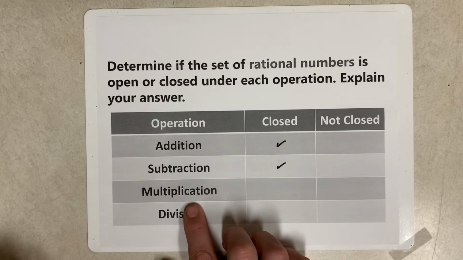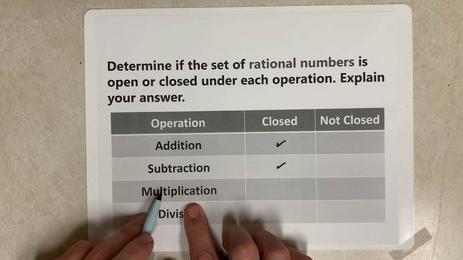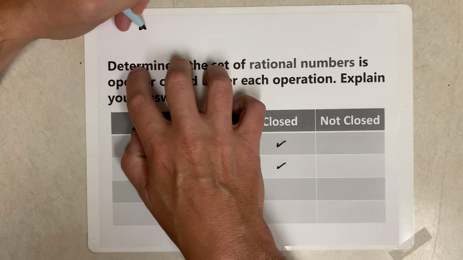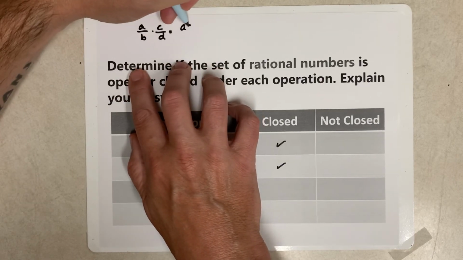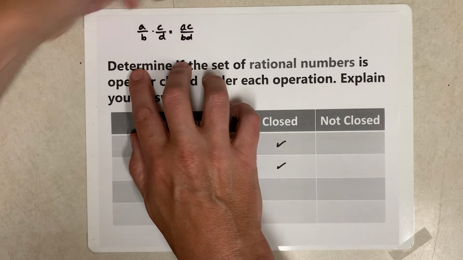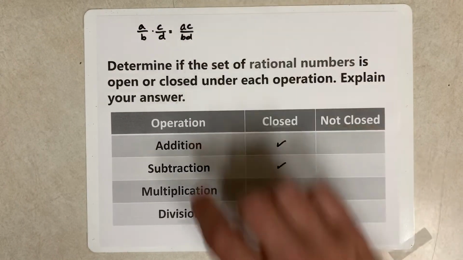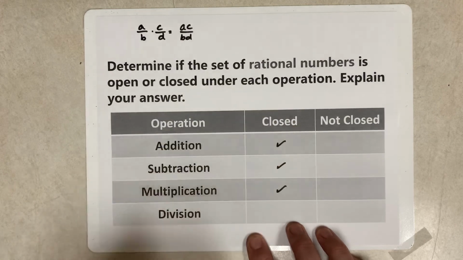Multiplication. Well, we already saw that when you multiply 2 rational numbers together, you get another one. Remember when we did a over b times c over d? And we multiplied that together and got ac over bd. Again, another fraction, another rational number. So it's closed under multiplication.